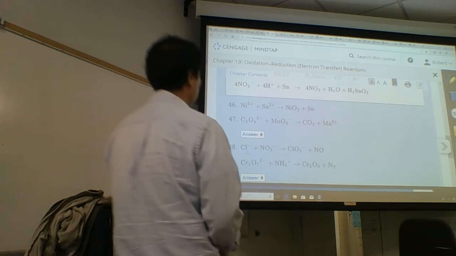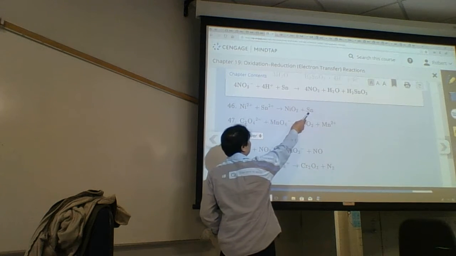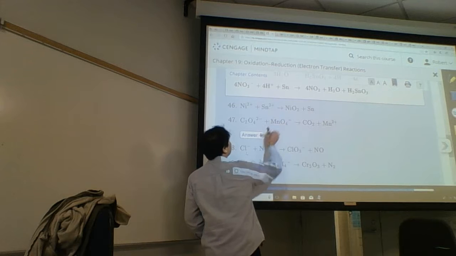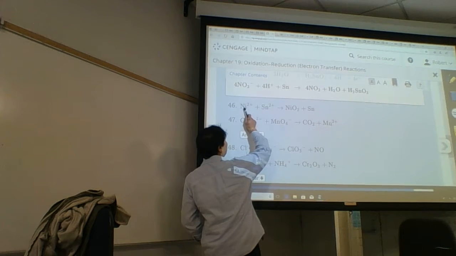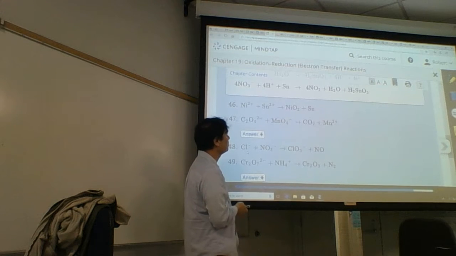This one is on the chart. Tin 2+ goes to tin is on the chart. Tin 2+ plus 2 electrons goes to tin. So I already have one half reaction done. The second half reaction is not. Nickel 2+ goes to NiO2. That's not on the chart. I'm going to have to use the skeleton method to figure it out.